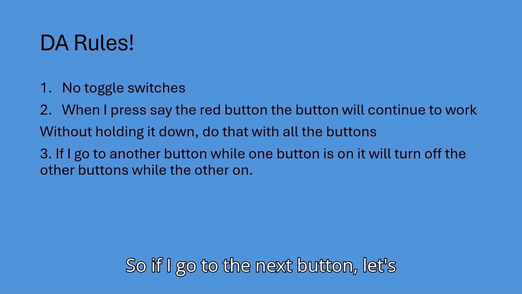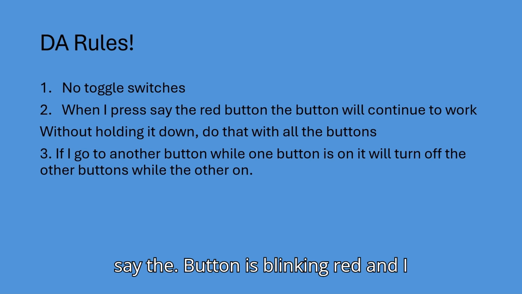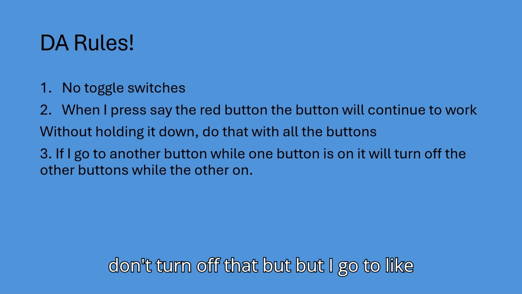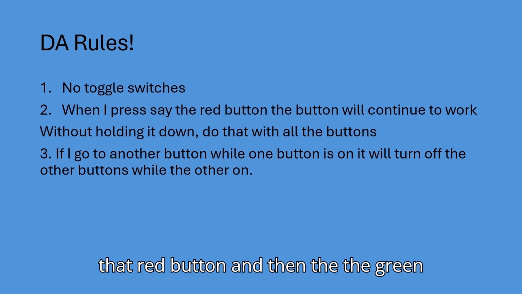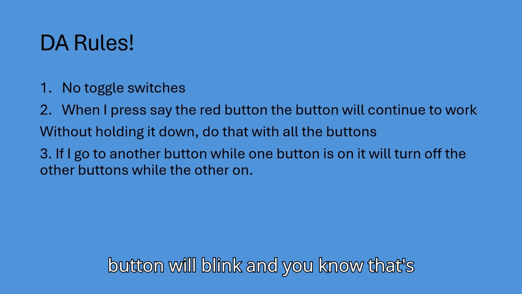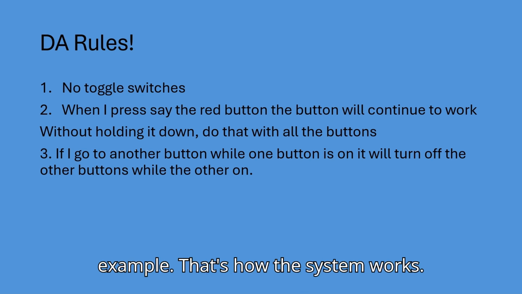So if I go to the next button, let's say the LED is blinking red, and I don't turn off that button, but I go to the green button, it will turn off the red, and then the green will blink. That's an example. That's how the system works.